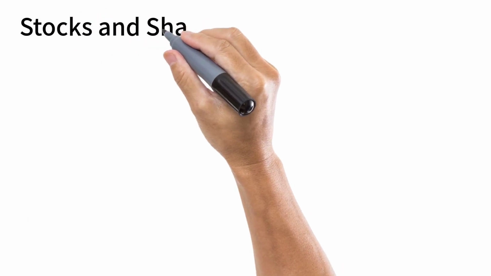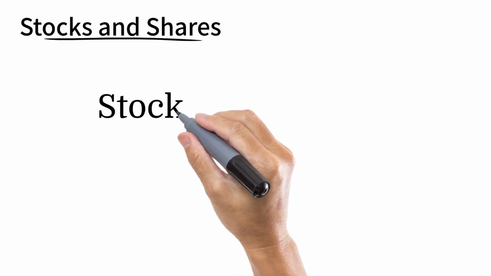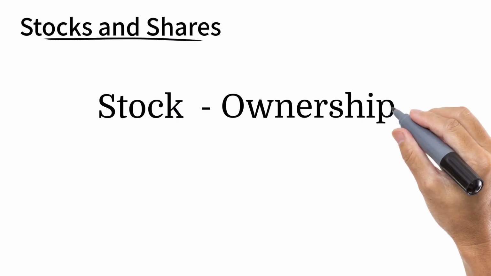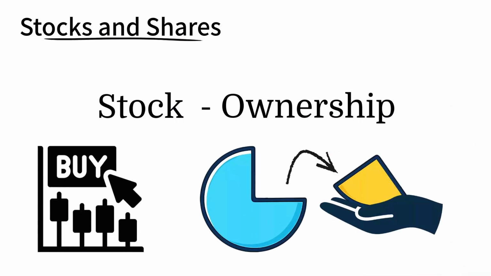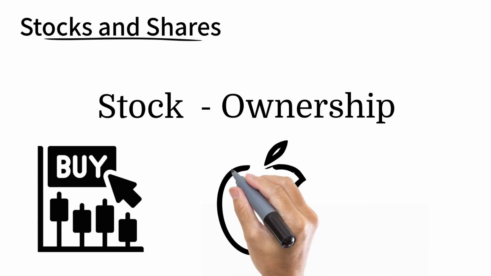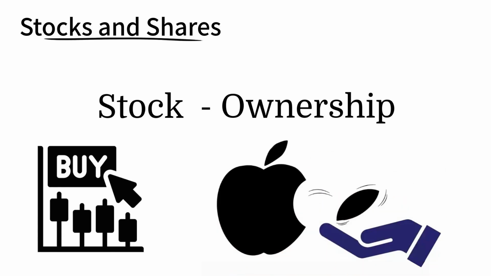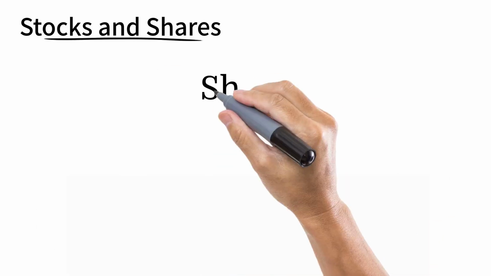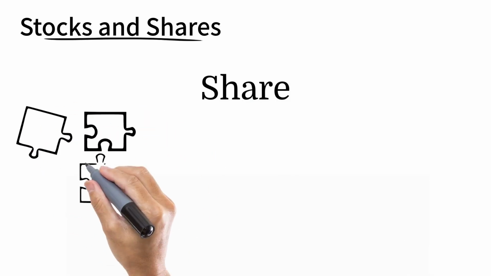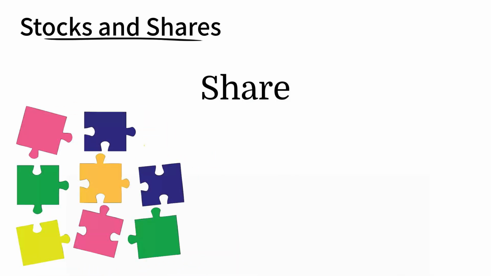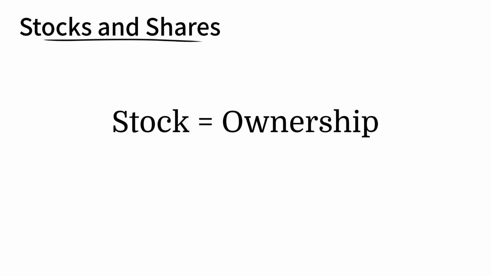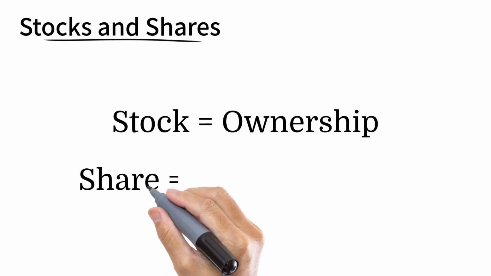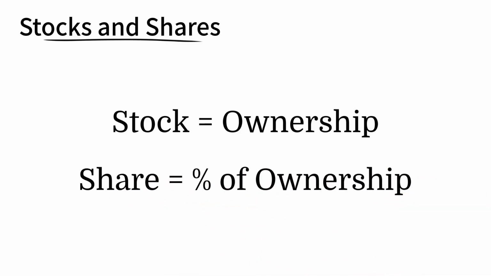Let's talk about stocks and shares. A stock represents ownership in a company. Buying a stock means you own a part of that company. When you buy stocks of a company like Apple, you literally own a piece of that company. Now, a share is the way we count that ownership. The more shares you have, the bigger your piece of that company. In simple terms, stock equals ownership and share equals your percentage of that ownership.